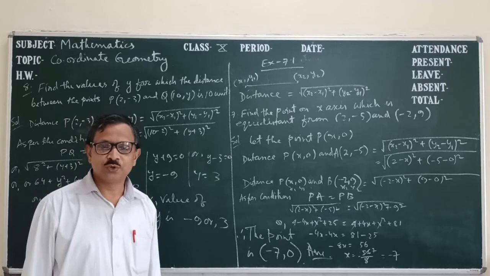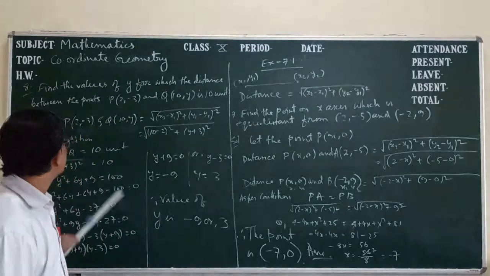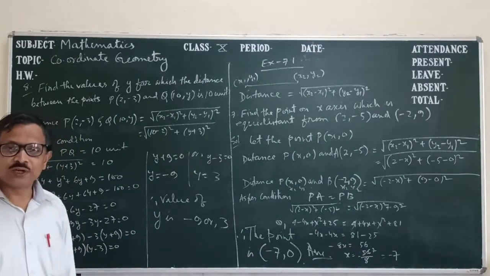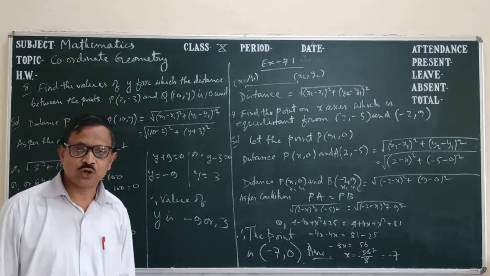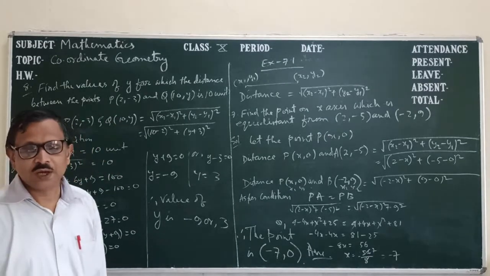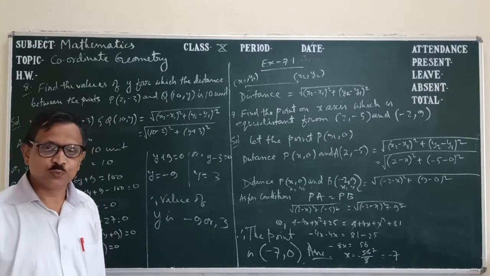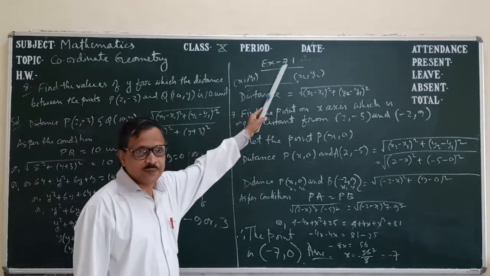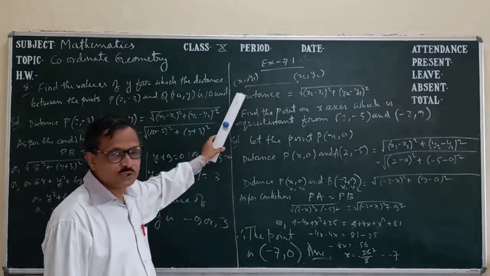Today I am going to teach you mathematics of class 10 and today's topic is coordinate geometry. In coordinate geometry we have already solved the distance formula and we know how to find the distance between 2 points. Here in exercise 7.1 we will do the analysis of the distance formula.